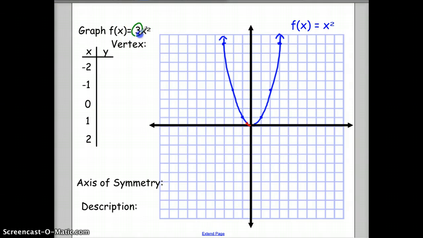Okay, what about f of x equals 3x squared? We've got a parent function. What's the 3 going to do to it? It'll stretch it by a factor of 3.